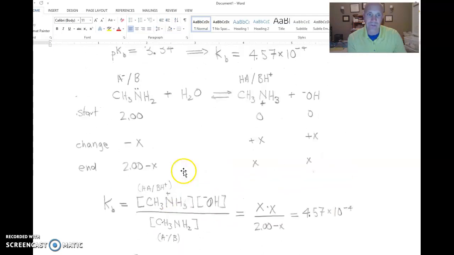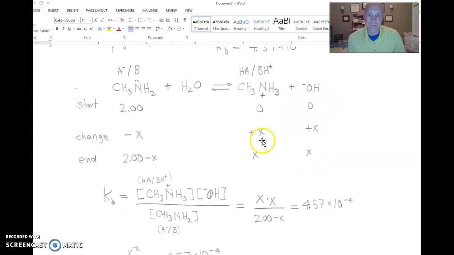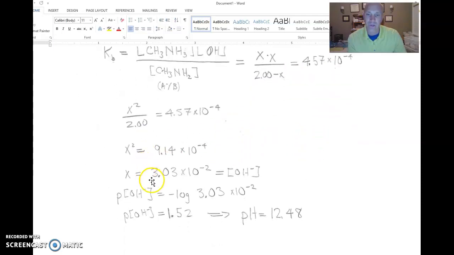And one thing that we notice is that x happens to be the final concentration of hydroxide. All right, and so therefore we can say that this right here, and I could put a molar after that, is going to be the final concentration of hydroxide. And what we know from that is we can do the pOH. That's going to be the negative log of whatever that is. So the pOH we can calculate to be 1.52. And from that we can calculate the pH, which is just 14 minus that number, 12.48. All right.